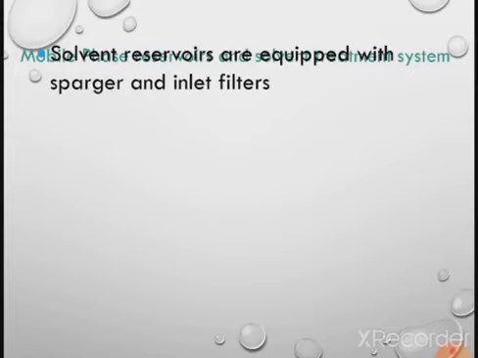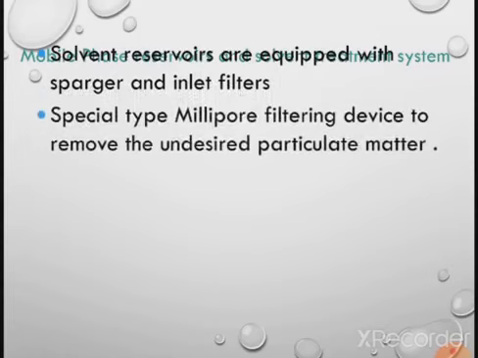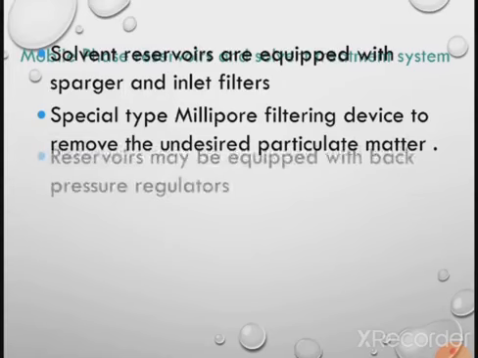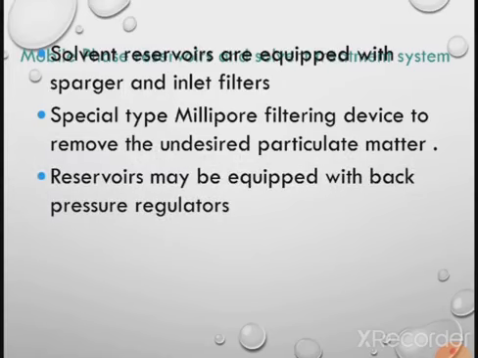A special type of millipore filtering device is used to remove undesired particulate matter. In mobile phases, the millipore system or millipore filters are used to remove the undesired particulate matter. Then the reservoir may be equipped with back pressure regulators so that they can maintain the pressure within the range.